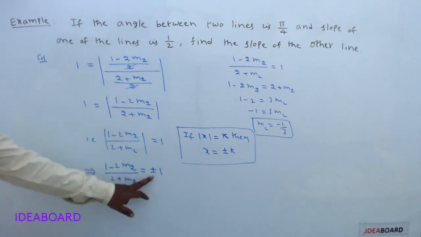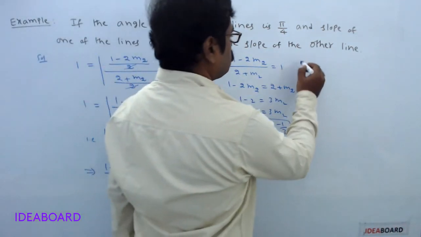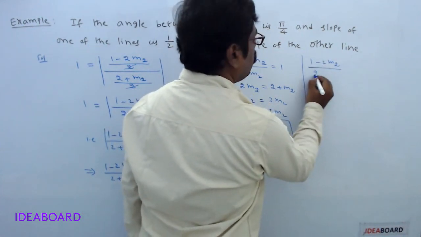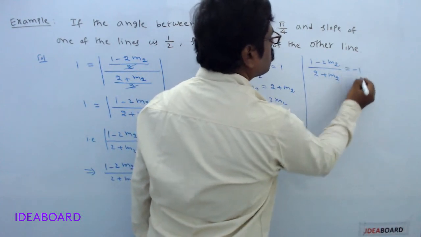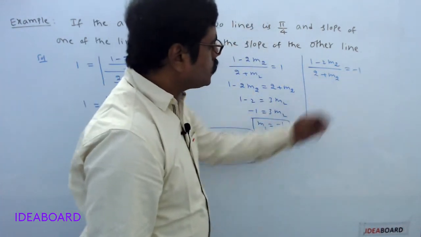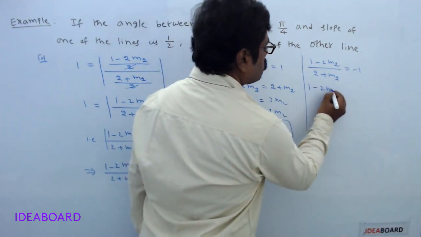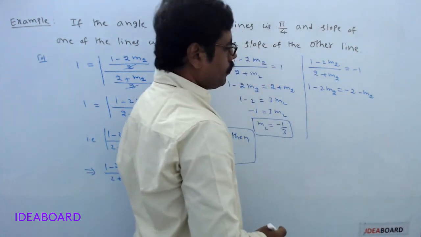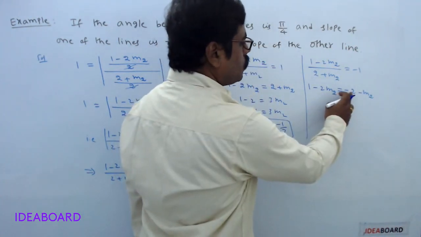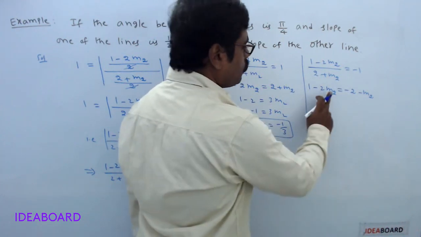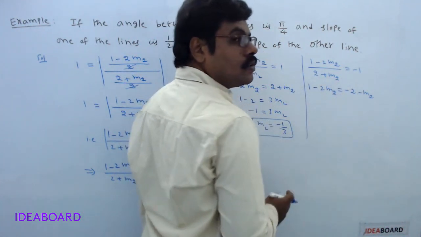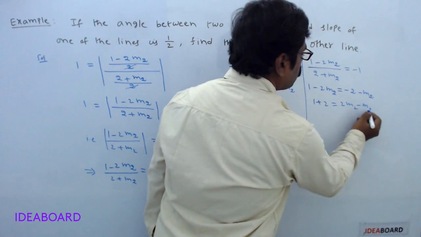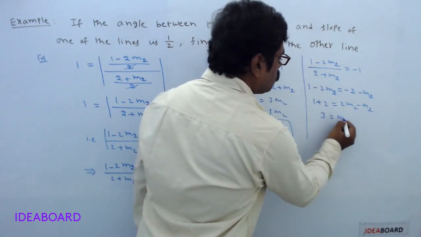Now take the other condition with the negative sign. 1 minus 2m2 divided by 2 plus m2 equals minus 1. Now do the cross multiplication. 1 minus 2m2 equals minus 2 minus m2. Now bring this minus 2 from RHS to LHS and bring this minus 2m2 from LHS to RHS. So it is 1 plus 2 equals 2m2 minus m2, 3 equals m2.